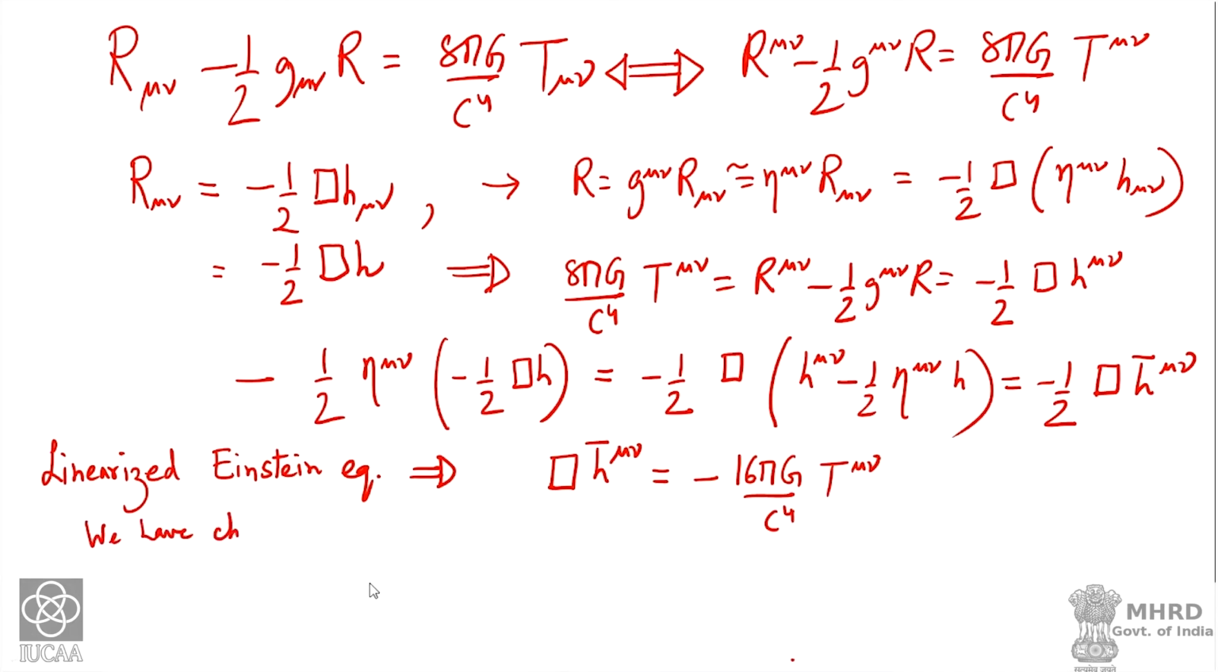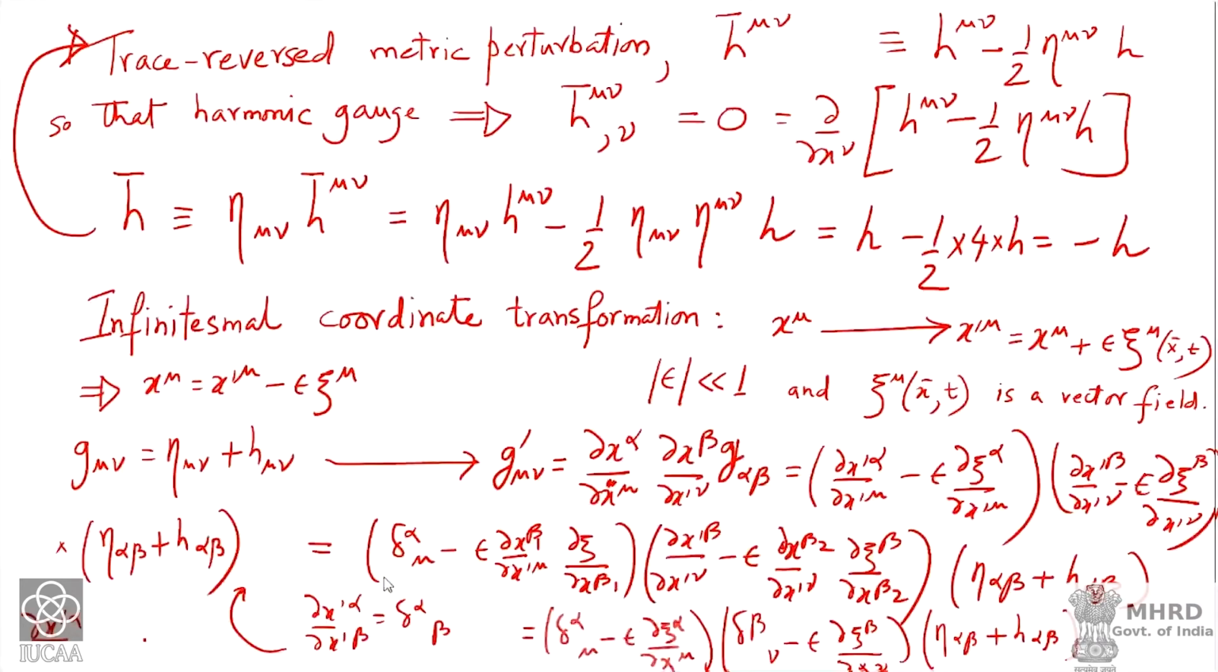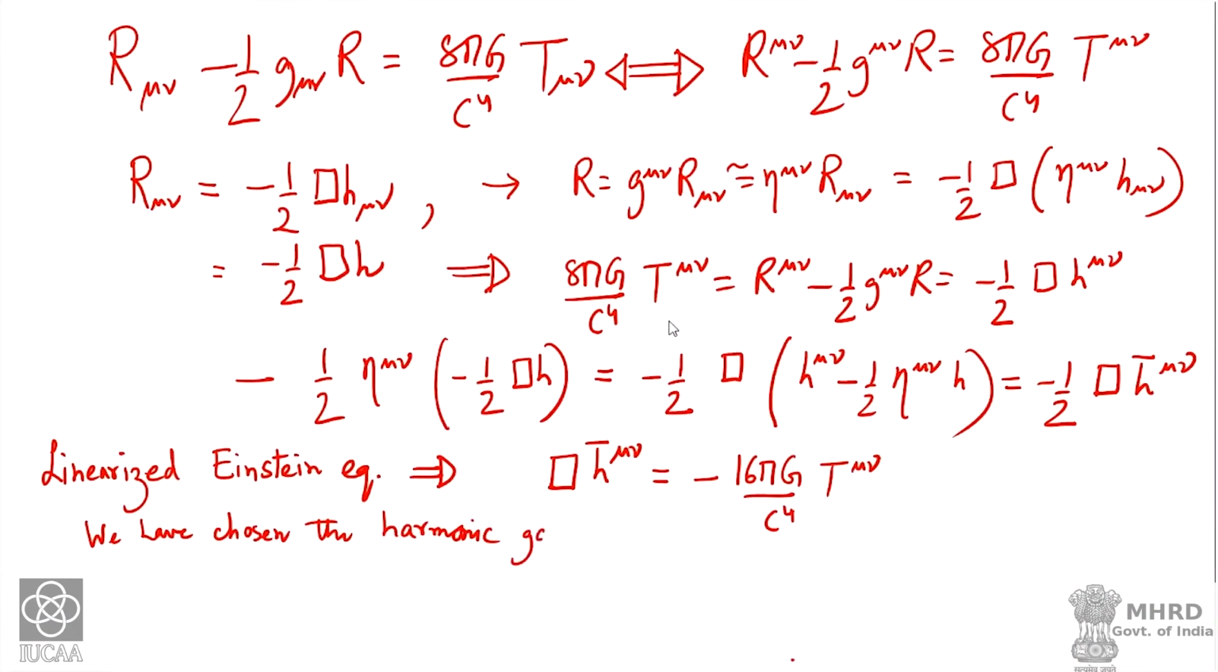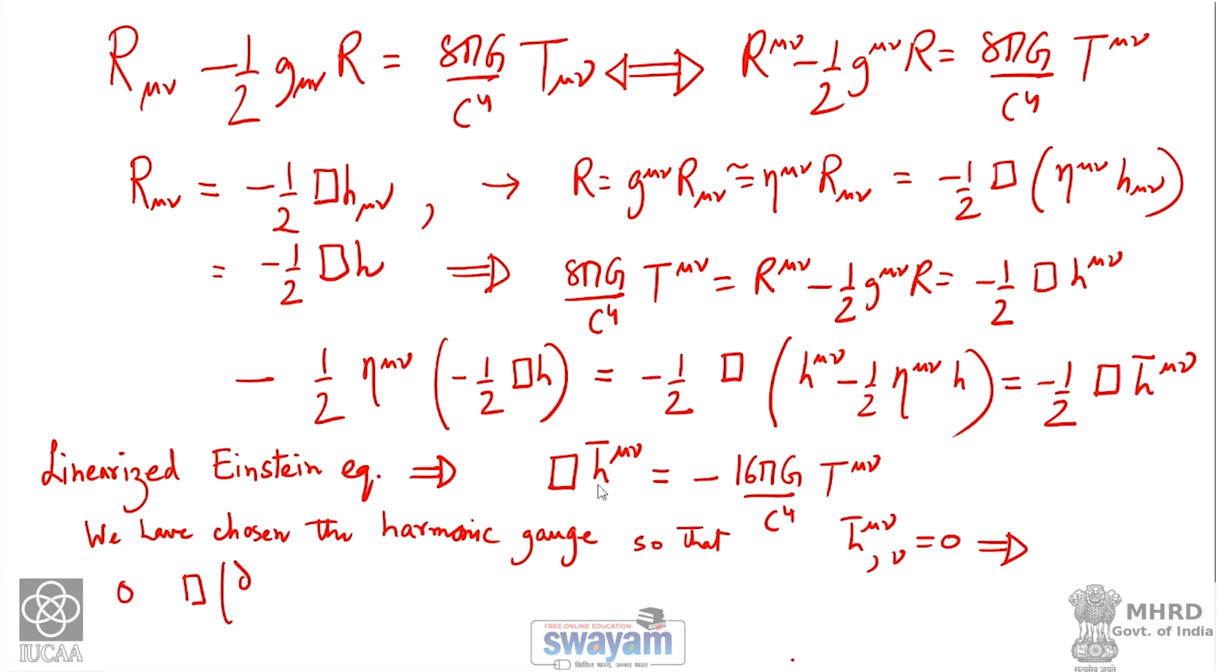Okay. Now, note that for our h bar_{μν} we have chosen the harmonic gauge, so that the derivative of h bar^{μν} with respect to x^ν is 0. So, this immediately tells me that box of ∂/∂x^ν of h bar^{μν} is 0, and which is the same as minus 16πG/c^4 times ∂T^{μν}/∂x^ν. In other words, what we find is that in the linearized framework, there is local conservation of the energy momentum tensor.